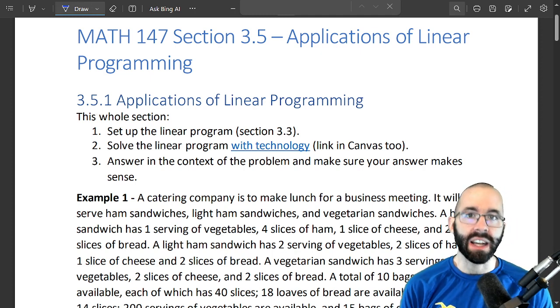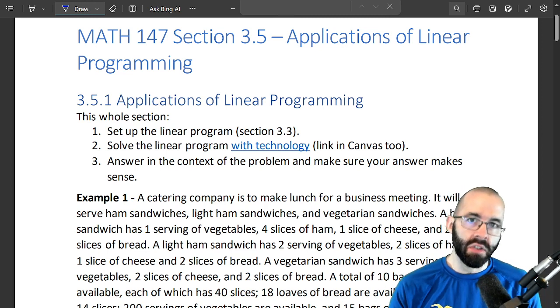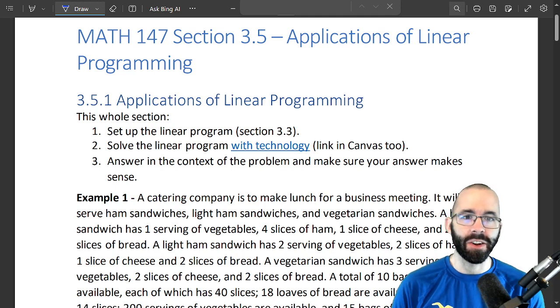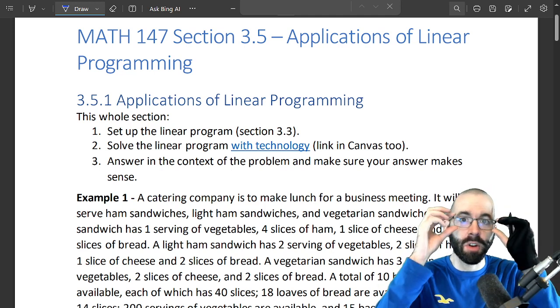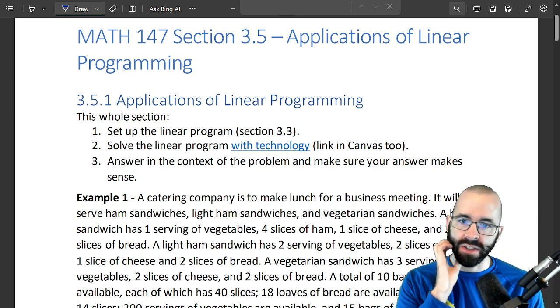Basically, this whole section is just a bunch of examples. So we're going to set up linear programs. Now we're going to use technology to solve them because we're going to be looking at more complicated, bigger linear programs, which are of course going to be more useful as well. And then step 3, we'll make sure our answer is in the context of the problem.